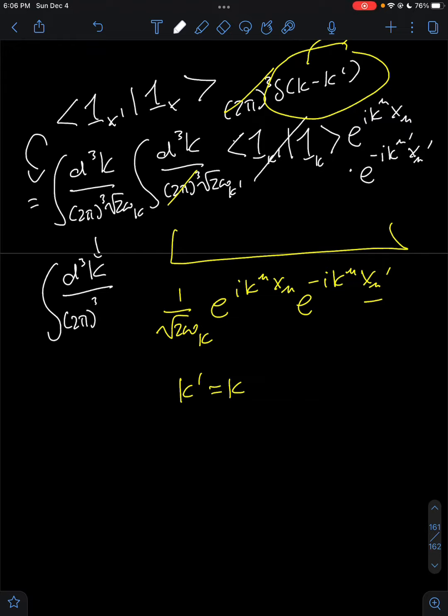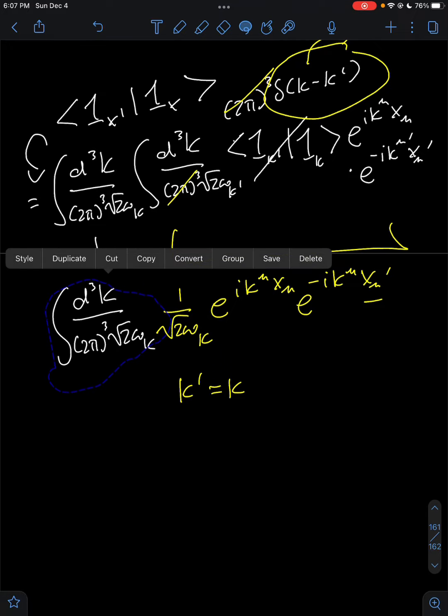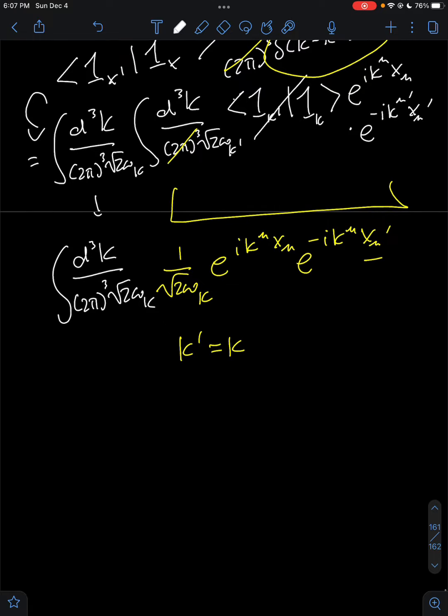And again, we have a factor of 2 pi there. Let's bring this integral down a bit. Here we go. So yeah, we have this over here. What's convenient for us is that we have a square root of 2 omega k times square root of 2 omega k. That's just going to give us 2 omega k, right? So we have 2 omega k.